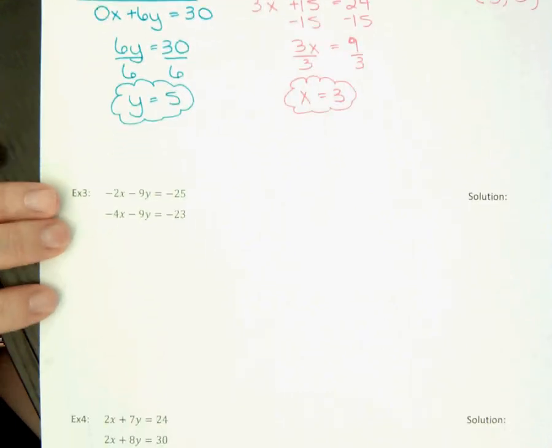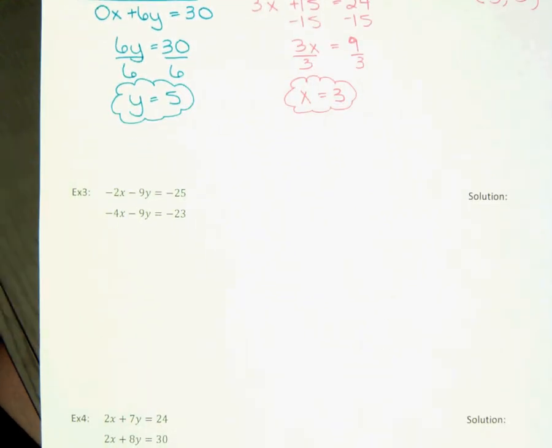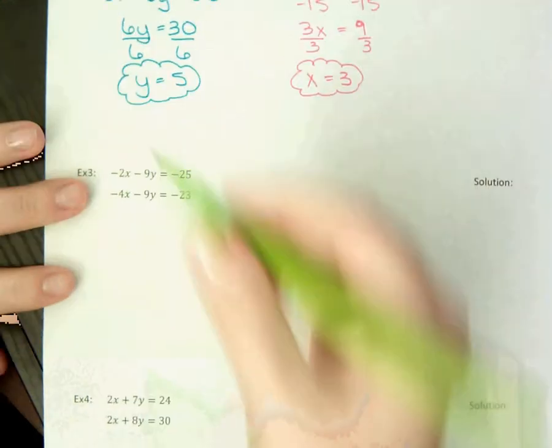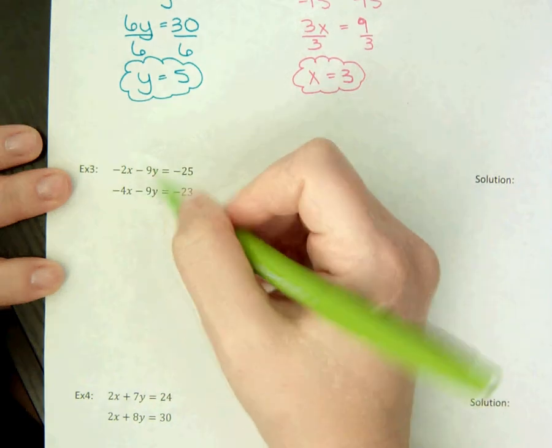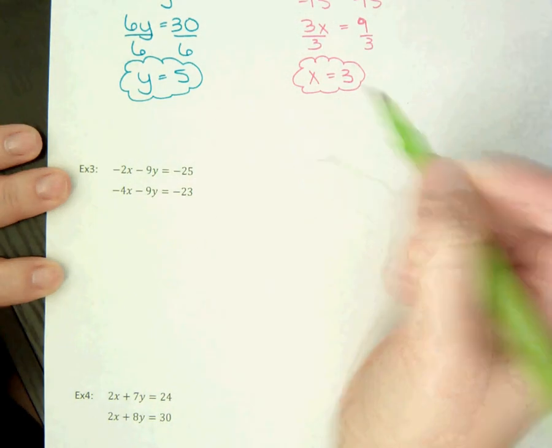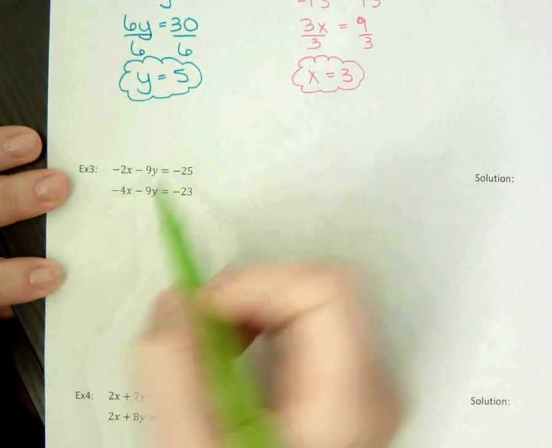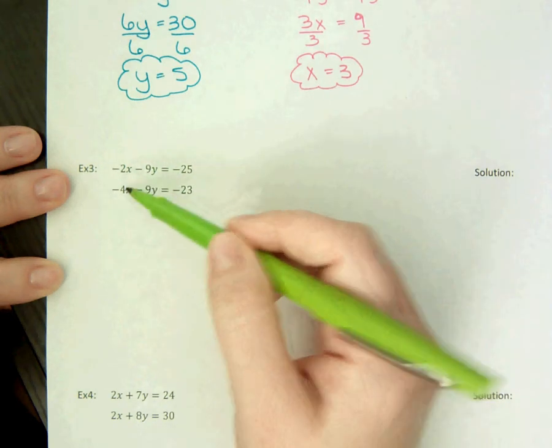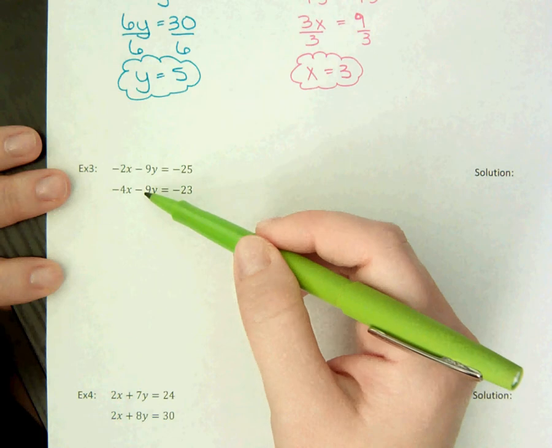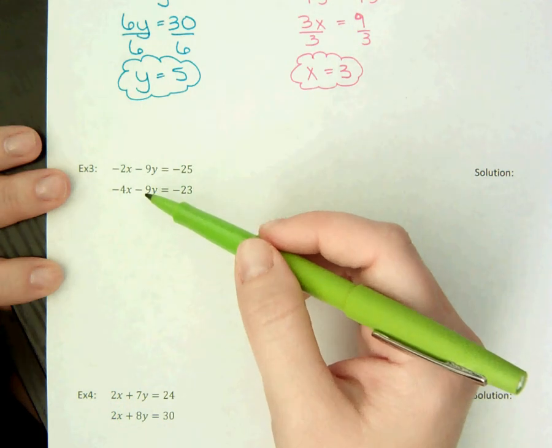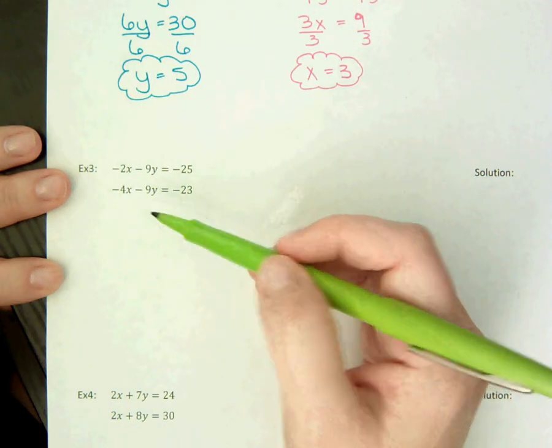Looking at example 3, we've got a little different of a situation here. Both equations are in standard form, stacked up nicely. The x's are first, then the y's, then the constants. If we look at the coefficients, the x's coefficients are different. The y's coefficients are the same, but they're both negative. So now we have to do a little bit of work to make them opposite signs.